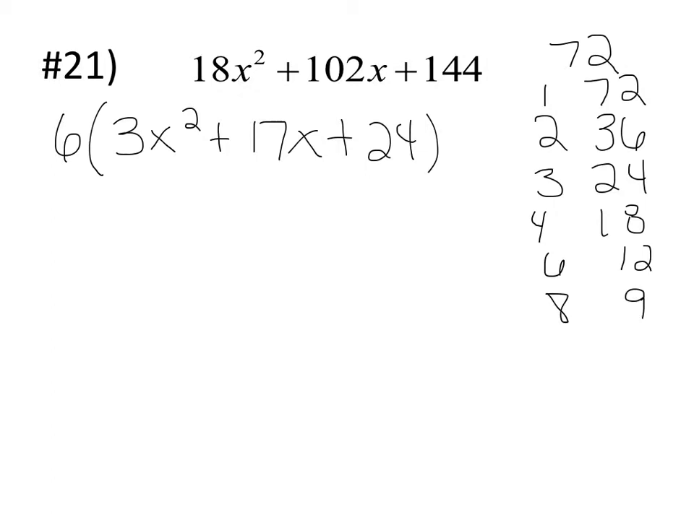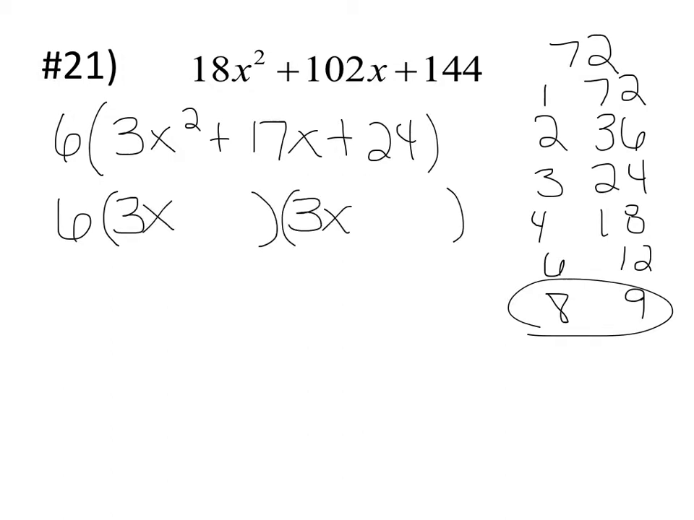So the only ones that can give you 17 are 8 and 9. So you're still going to leave your 6 out front, and now you're going to build your houses. Each house gets a 3x. Always keep your first sign. If your first sign is positive, you keep your second sign, and your larger number always goes first.